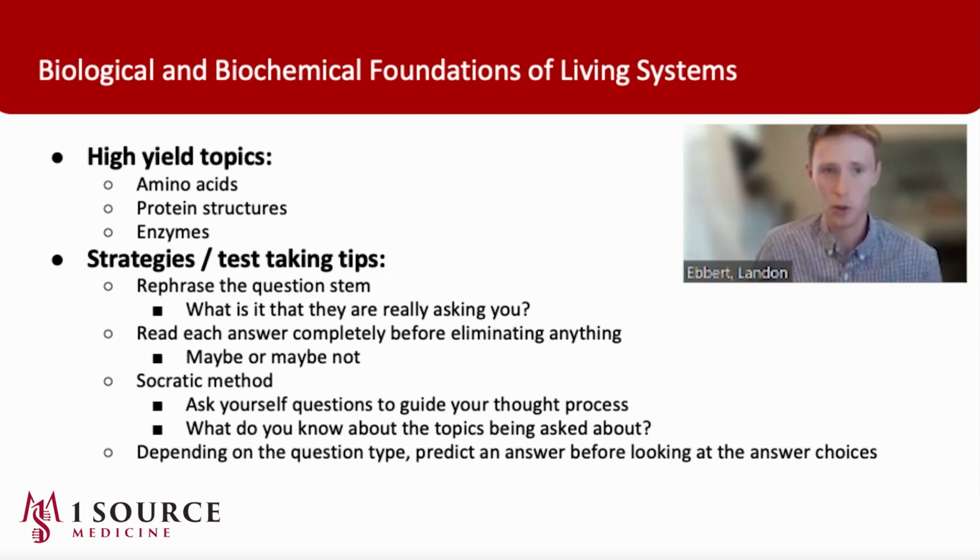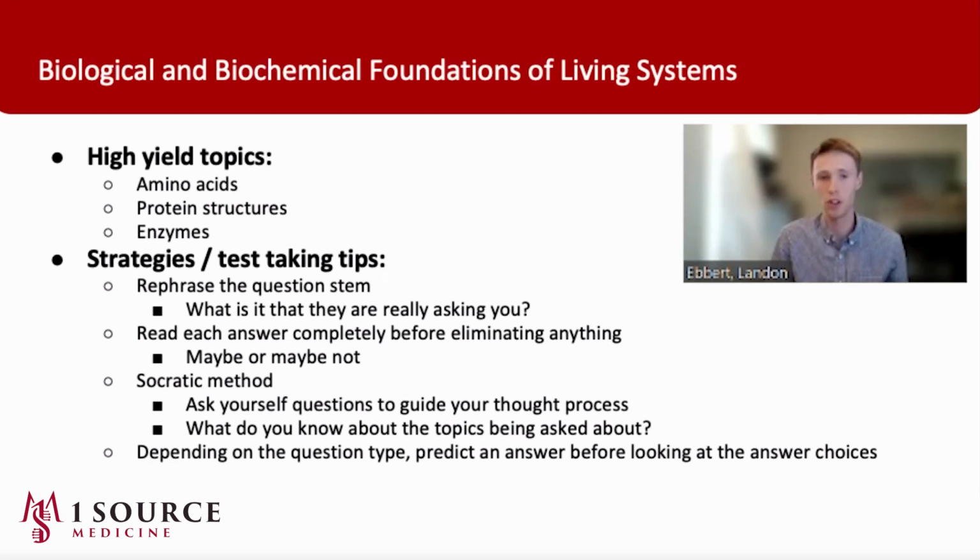Hello again. So the biological and biochemical foundations of living systems part of the test is a lot like the CP, or the chemical and physical science section of the test. And I really approach them very, very similarly. The only difference is that the B&B section covers a lot more on amino acids, protein structures, enzymes, and it usually has a lot more questions about research techniques and just analyzing graphs, although those certainly show up in the CP section as well to a large extent.